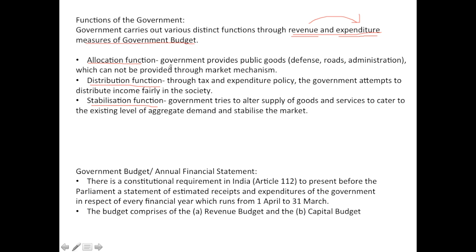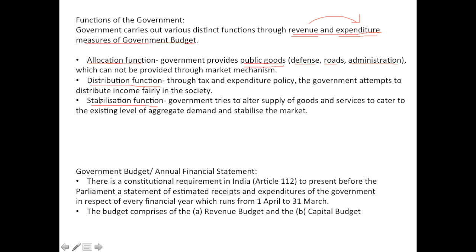What is allocation function? There are various goods and services which are considered as public goods. For example, defense, roads, administration. These public goods cannot be provided by the market. As you know, defense cannot be provided by the private sector. Roads are created through PPP, but the primary accountability and the primary responsibility lies with the government. So, the government fulfills this allocation function by earning revenues and spending them in building these public goods. This is called allocation function.